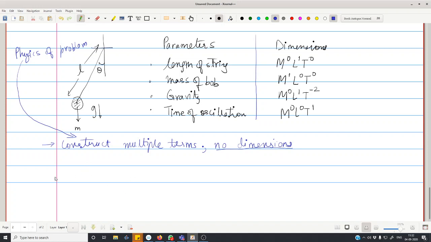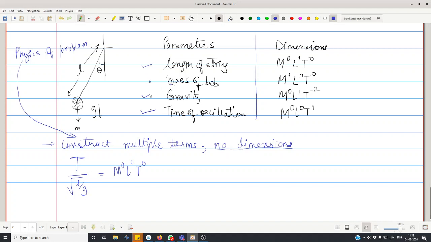So let us see how we can construct a term. Right now let us do it by inspection. Let us consider t divided by square root of L upon G. So t divided by square root of L upon G has m to the power 0, L to the power 0, t to the power 0. So I have made use of this term and this term to obtain a dimensionless quantity of t upon square root of L upon G.